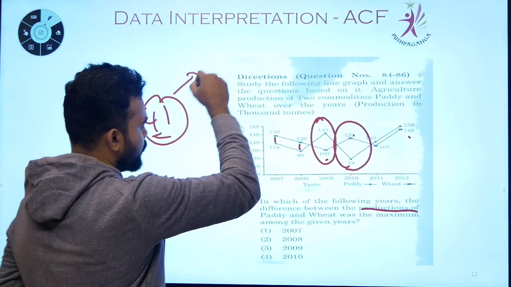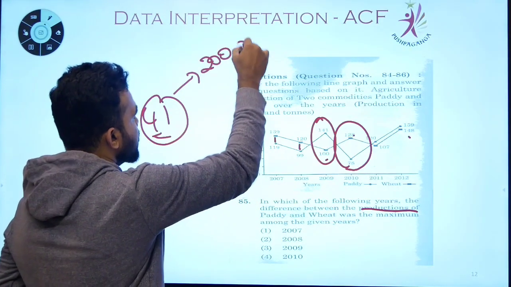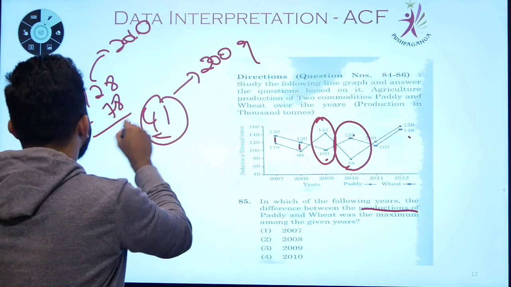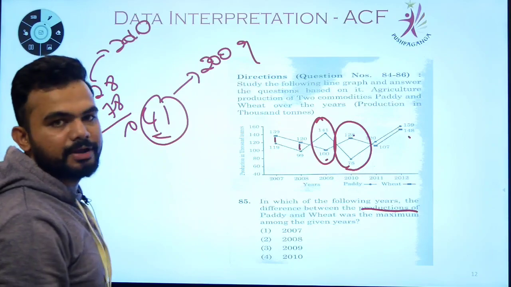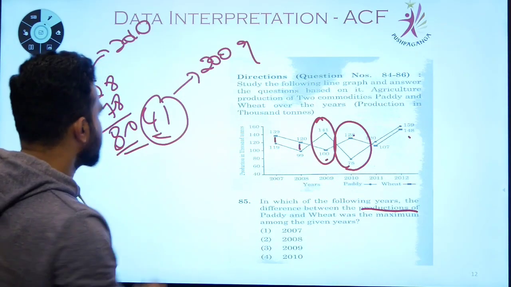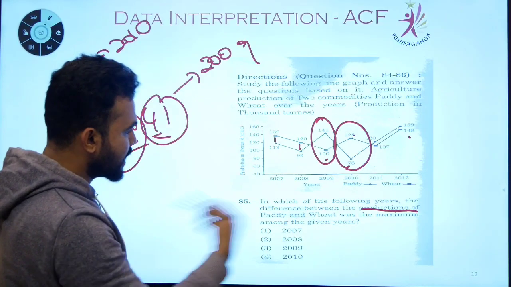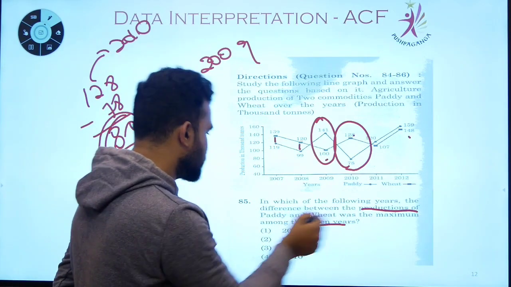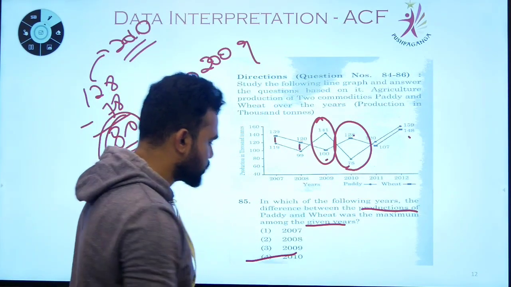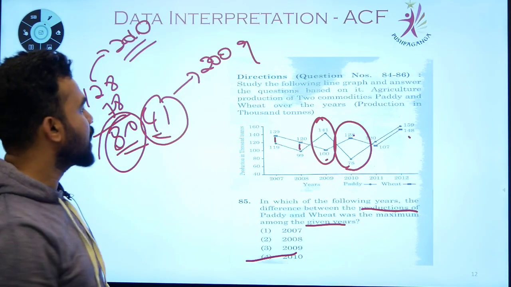This is for 2009 and this is for 2010. So 8 cancels. Now 12 minus 7, this is nothing but 50. Which is greater? 50 is greater. The maximum difference is in the year 2010, so we go with 2010 as option 4. 2010 is the answer for this.